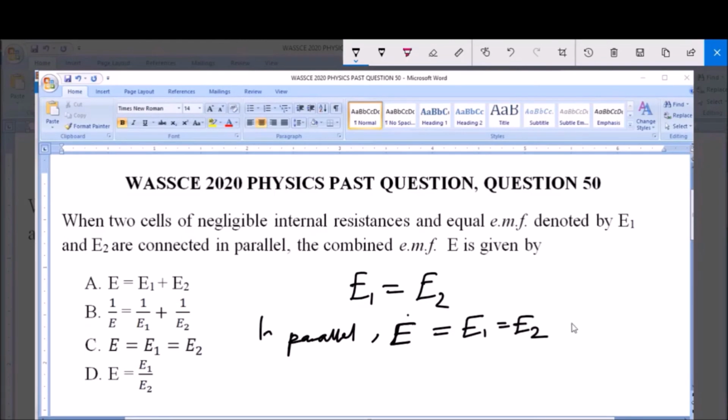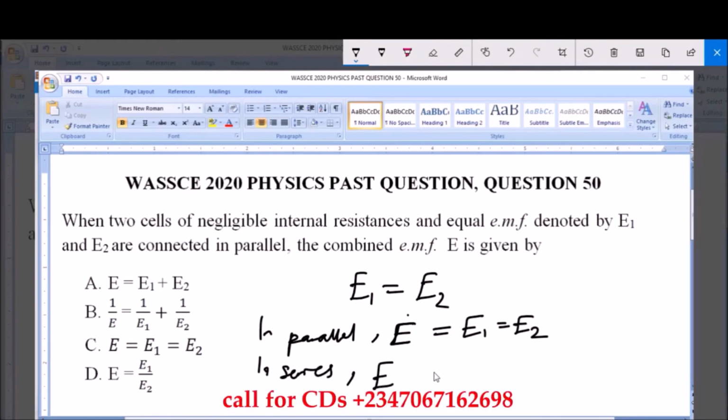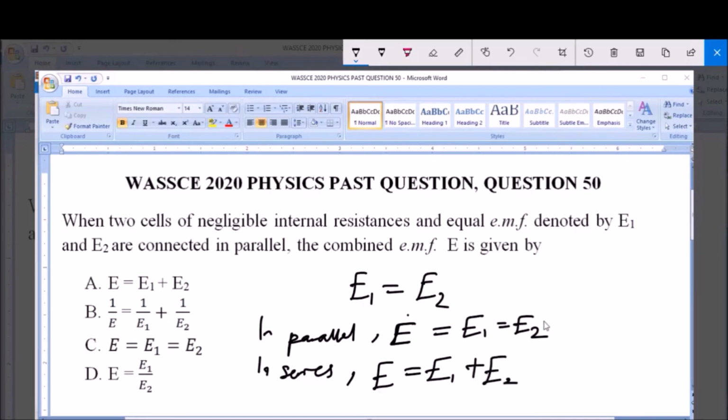But if they were connected in series, then the total EMF would be equal to the sum of the electromotive force of the first cell plus the electromotive force of the second cell. But because it is a parallel connection, the total EMF is equal to the individual EMF, and that is why the EMF of the first cell is equal to the EMF of the second cell. So the answer to this question is option C, E is equal to E1, which is equal to E2, because they are in parallel connection.